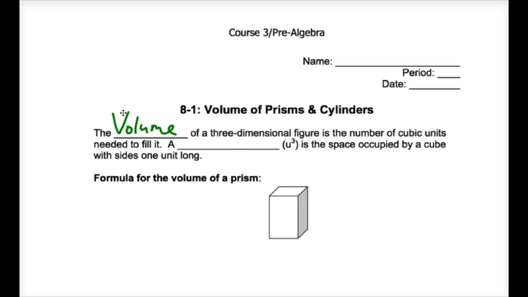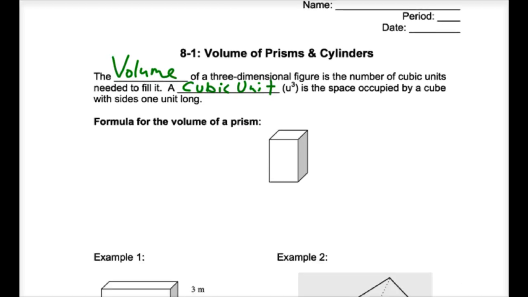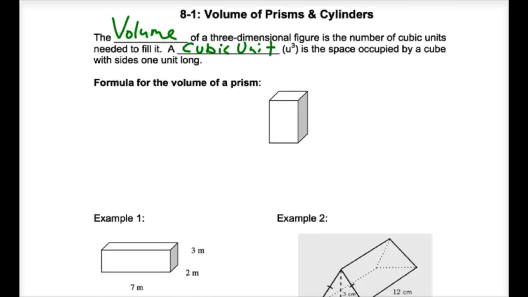All right. A cubic unit, that's what goes in that next blank. A cubic unit is the space, that's what we're talking about with volumes, occupied by a cube with sides 1 unit long, whatever that unit is. A foot, an inch, a yard.